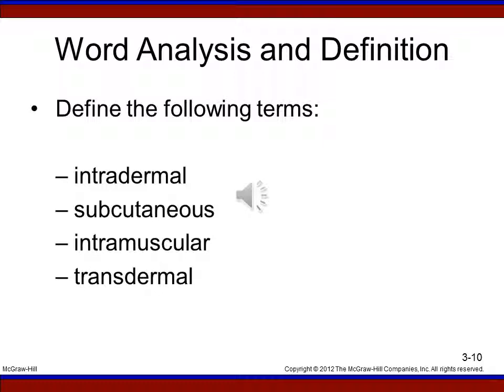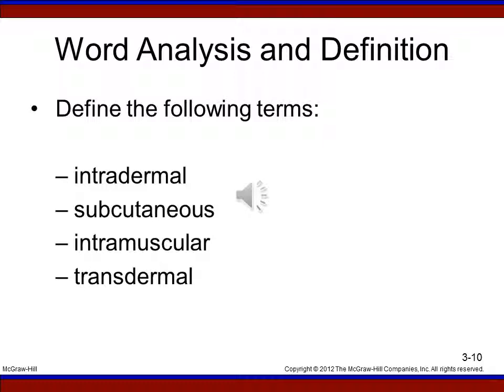Here, with this word analysis and definition, let's define the following terms: intradermal, subcutaneous, intramuscular, and transdermal. Intradermal is within the epidermis. Subcutaneous means below the skin. Intramuscular means within the muscle. Transdermal means going across or through the skin. Okay? So identify the prefixes in these terms.